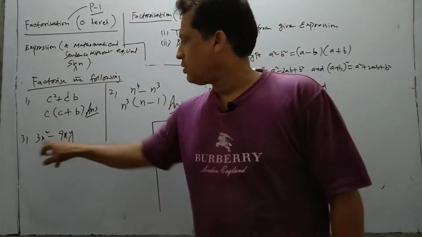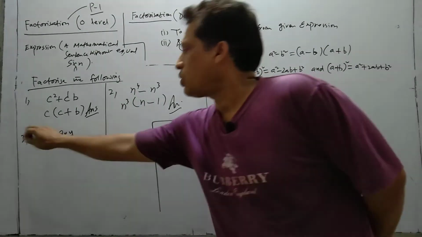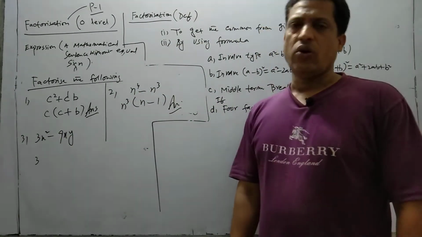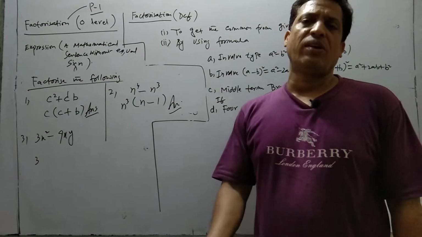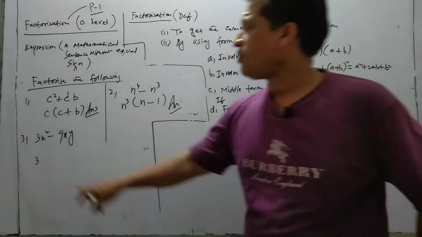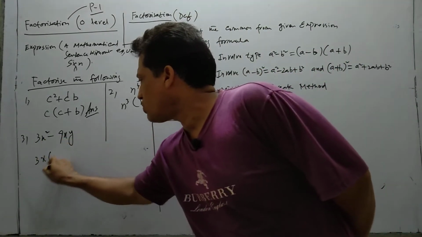Is there a common? Yes. This is 3. This is 9. So the common is 3. But only 3? No, it is not necessary that only one term is common. It can be 2 terms are common or 3 terms are common. This is x square. This is x. So x is also common.